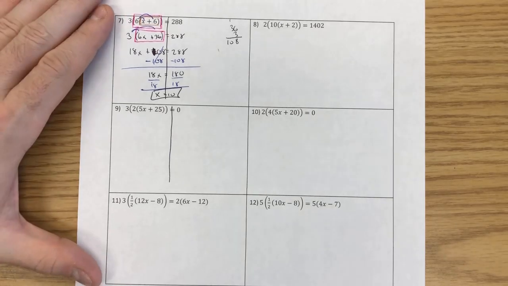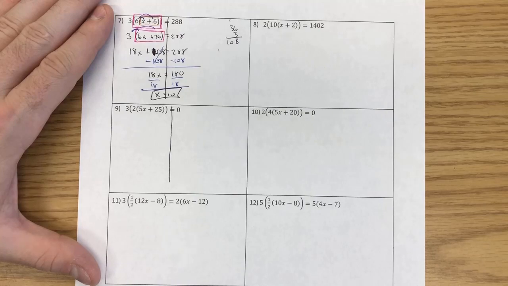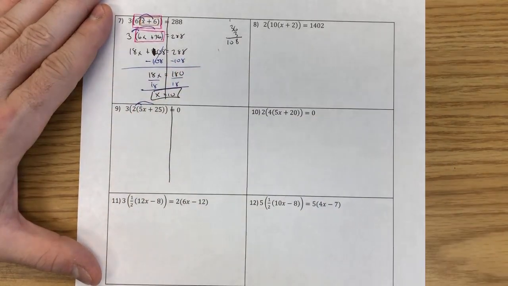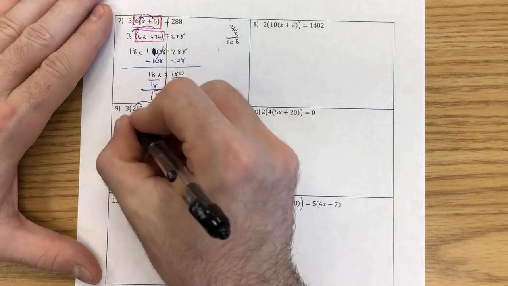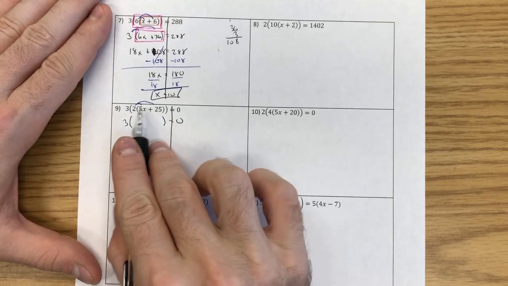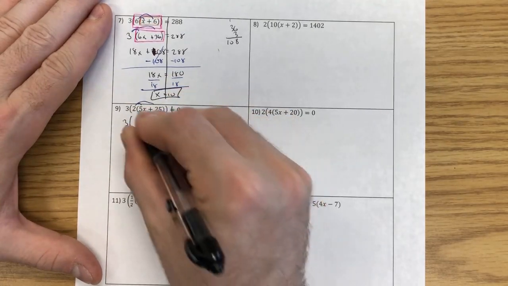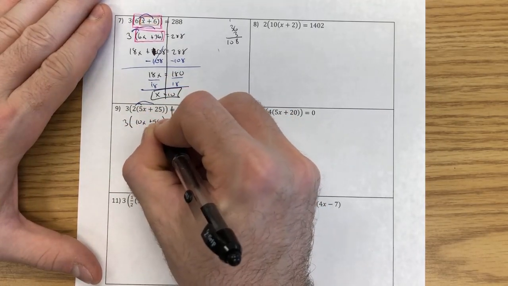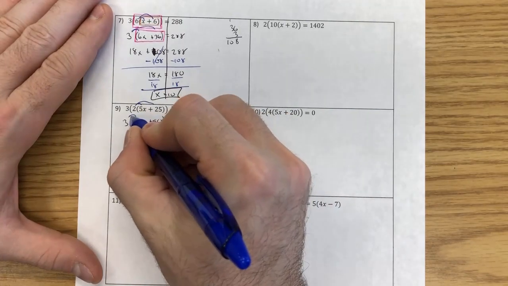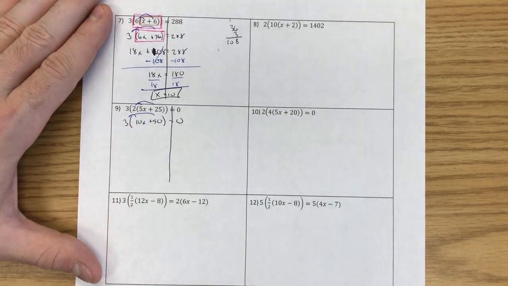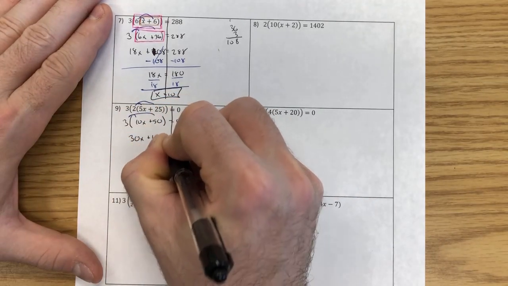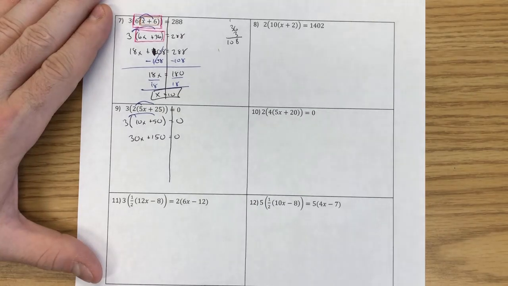Okay, so let's see how we're doing. So I know that we go to the innermost, which means I'm going to have to distribute this 2 first. So my 3 remains unchanged. 2 times 5 is going to give me a 10, and 2 times 25 is going to give me a 50. And then as I work my way out, I get 30x plus 150 is equal to 0.